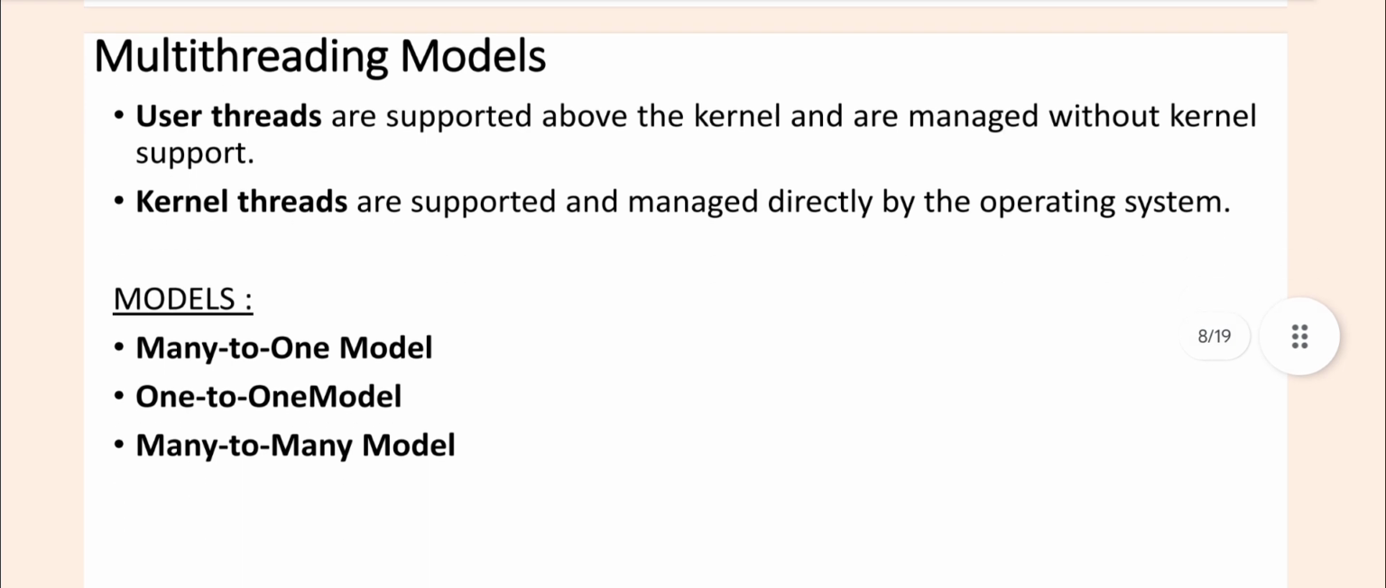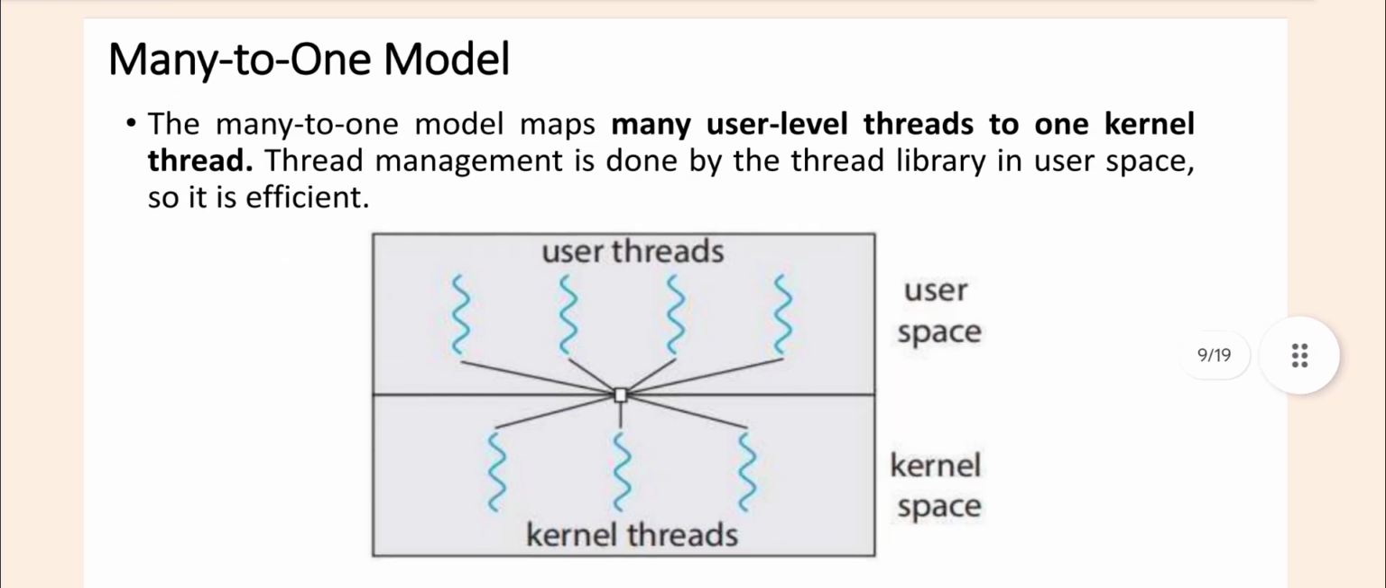Before we enter into the multi-threading models, we are going to discuss what is a user thread and what is a kernel thread. User threads are supported above the kernel and are managed without kernel support. Kernel threads are supported and managed directly by the operating system. There are three different types of models: many-to-one model, one-to-one model, and many-to-many model.